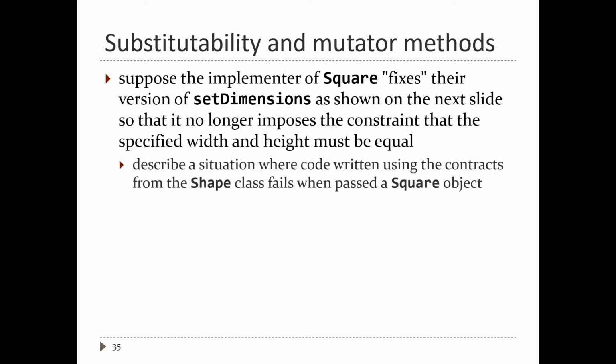Now, we have already seen an example of a mutator method that does not satisfy the contracts of the inherited version of the method from the superclass. That would be the square class. So in the square class, the set dimension method so far uses the only.